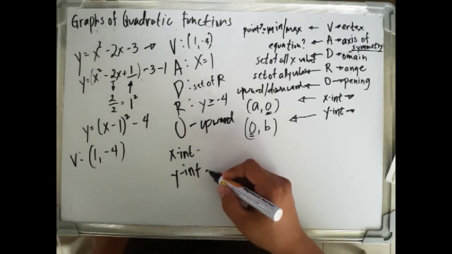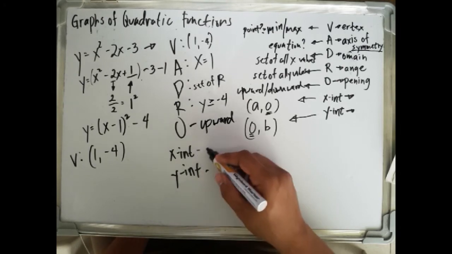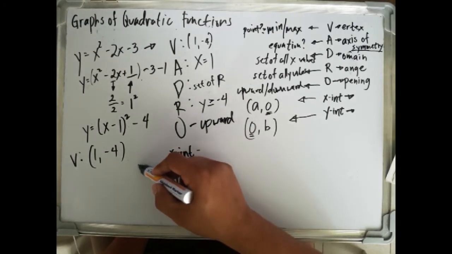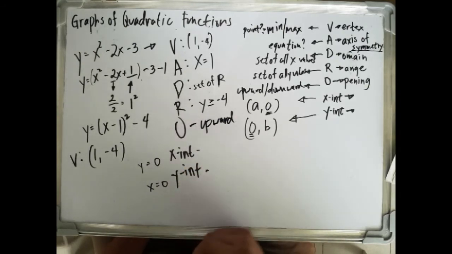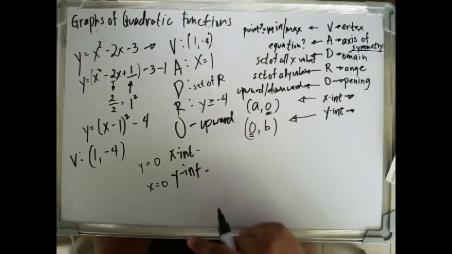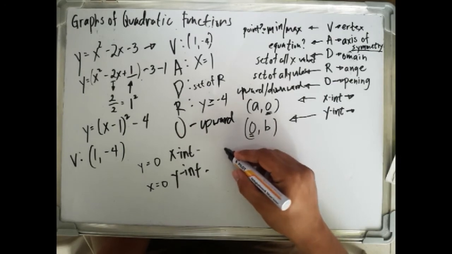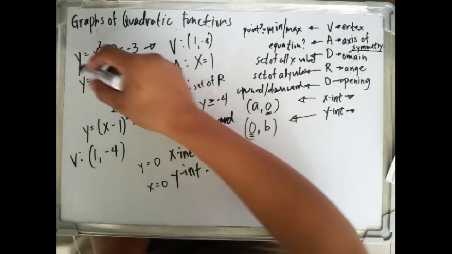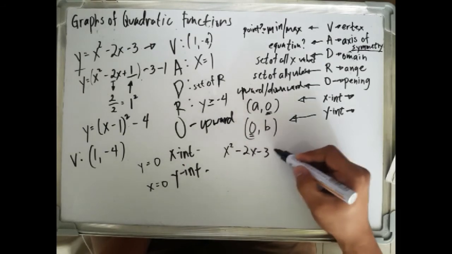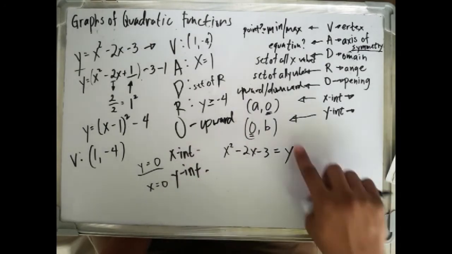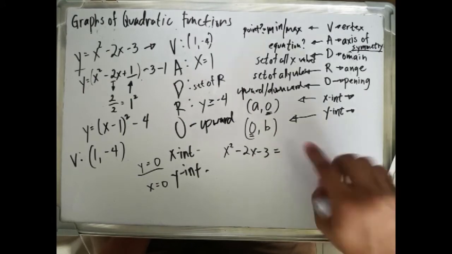Ito kasi computation na siya. So, x-intercept is when y equals 0. Kapag y-intercept, x equals 0. Sa substitute lang natin. Okay, so x-intercept is such a way na yung y papalitan natin ng 0. So, we have x squared minus 2x minus 3 equals y. Sabi y equal to 0, so gawin natin ito 0.